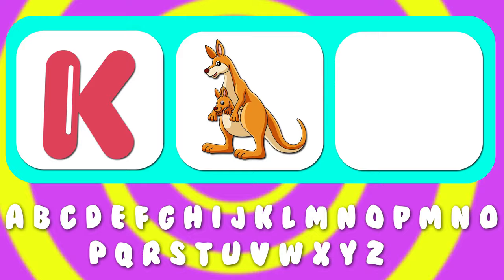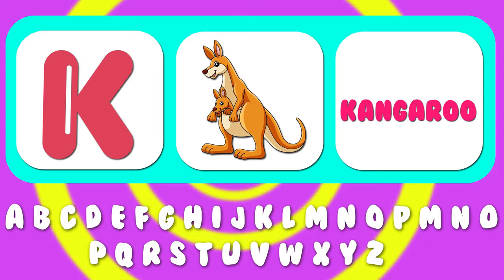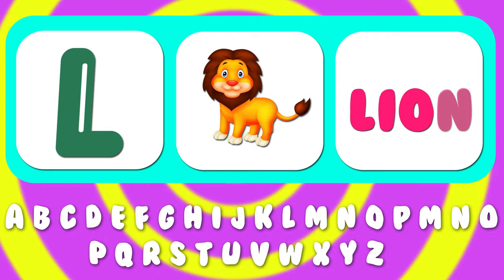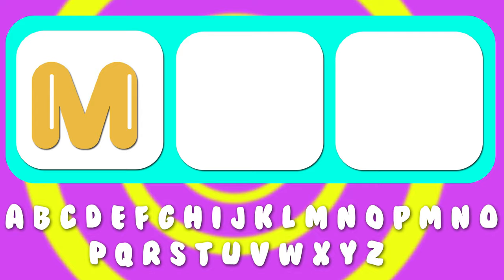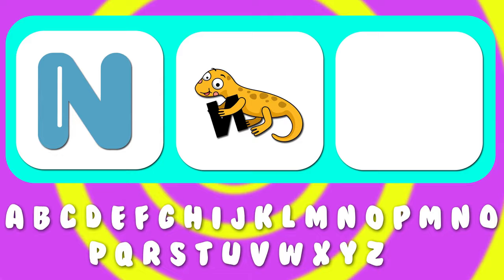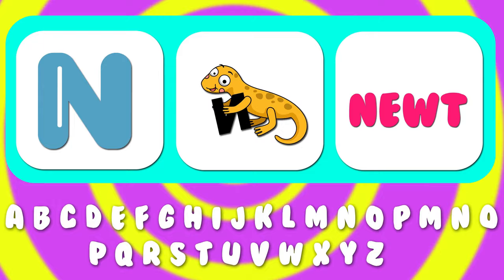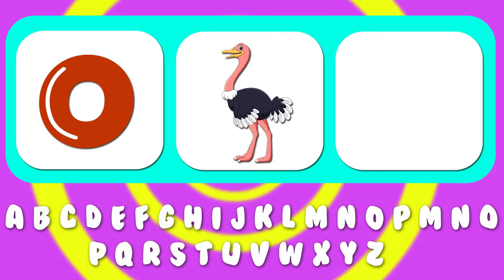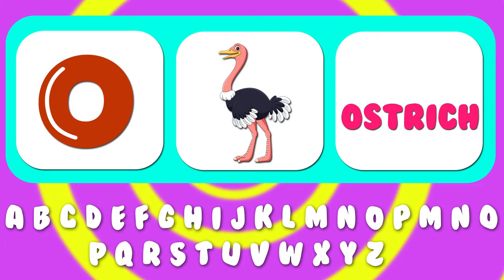K is for kangaroo. K, k, kangaroo. L is for lion. L, l, lion. M is for mouse. M, m, mouse. N is for newt. N, n, newt. O is for ostrich. O, o, ostrich.